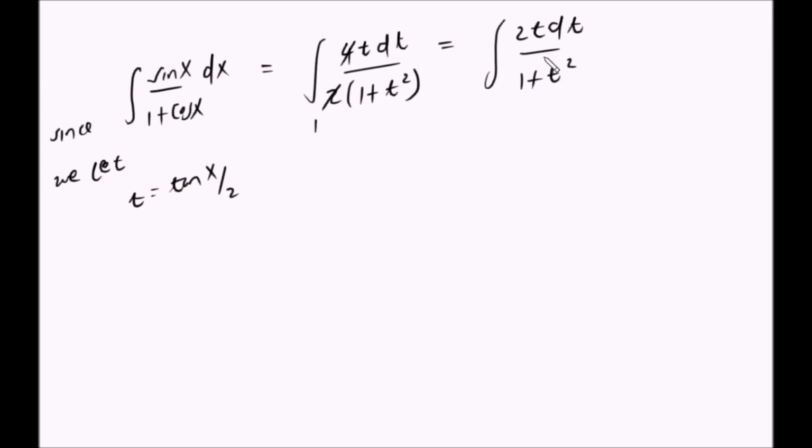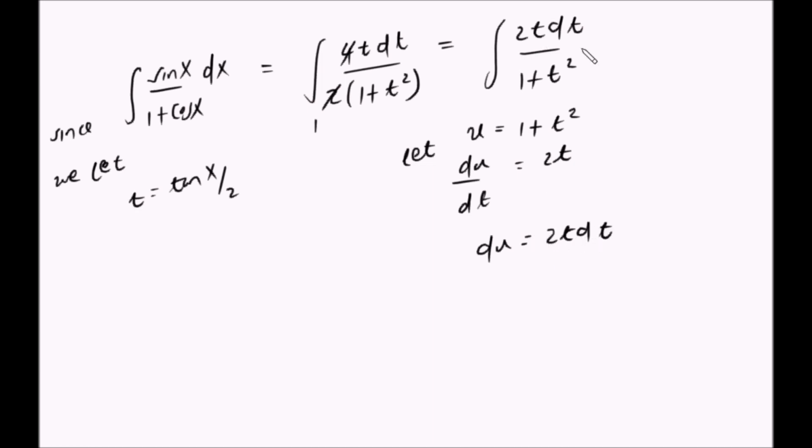So to integrate this, let me use u substitution. So now I'm going to let u sawa na 1 plus t squared. So du dt hapo itakuwa ni sawa na nini? Hapa ni 0, hapo ni 2t. So du ni sawa na nini? 2t dt. Kwa hiyo kumbe ni du. Alafu 1 plus t squared tumesema ni nani? Ni u.